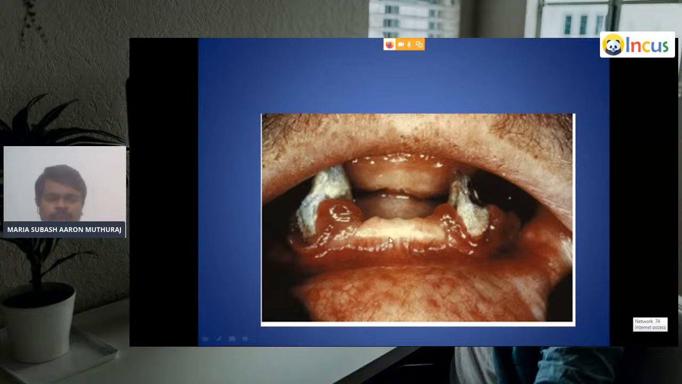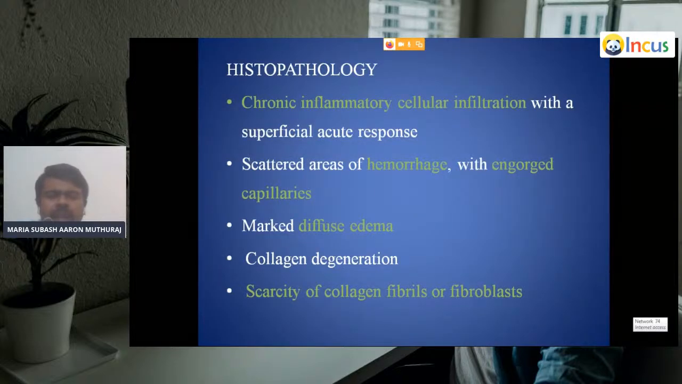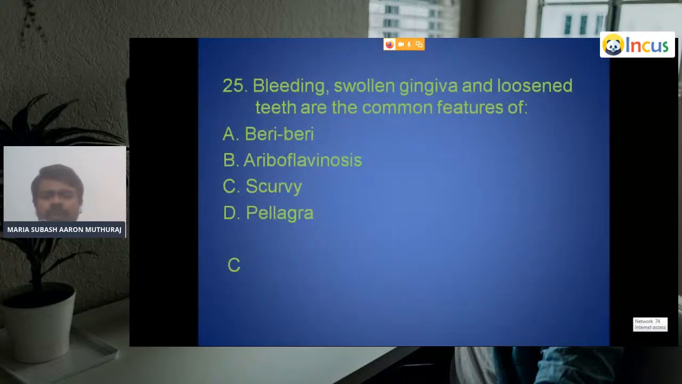This is due to poor blood supply and poor nutrition supply to the epithelium. Therefore, pseudomembrane will be formed in vitamin C deficiency. Coming to the histopathology, chronic inflammatory cellular infiltration will be present. Scattered areas of hemorrhage with enlarged capillaries and diffuse edema also will be present. There will be a scarcity of collagen fibrils and fibroblasts because collagen formation will be poor in vitamin C deficiency. Therefore, the answer should be C. Bleeding, swollen gingiva, and loosened teeth are all common features of scurvy.